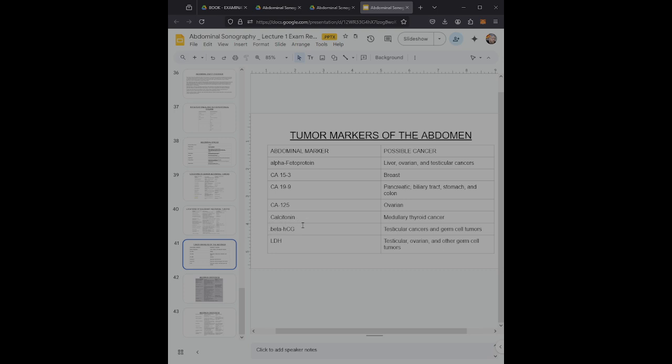Beta HCG, or human chorionic gonadotropin, is a hormone found in blood and urine during pregnancy, and it may also be found in higher than normal amounts in patients with certain types of cancer, including testicular and ovarian cancers, as well as liver cancers. So beta HCG is indicative of testicular and germ cell tumors.